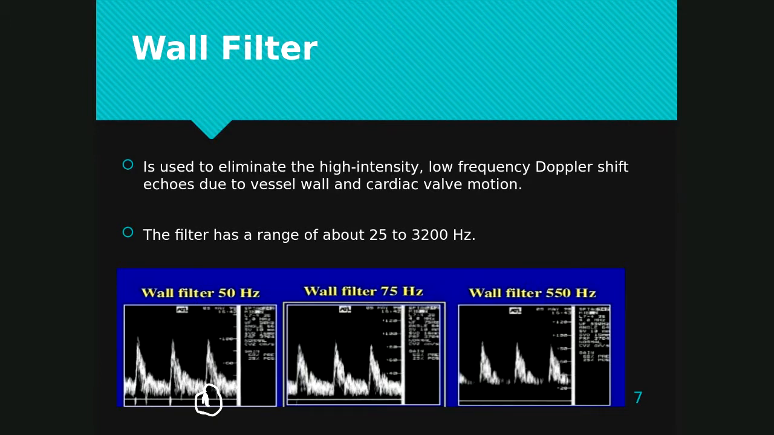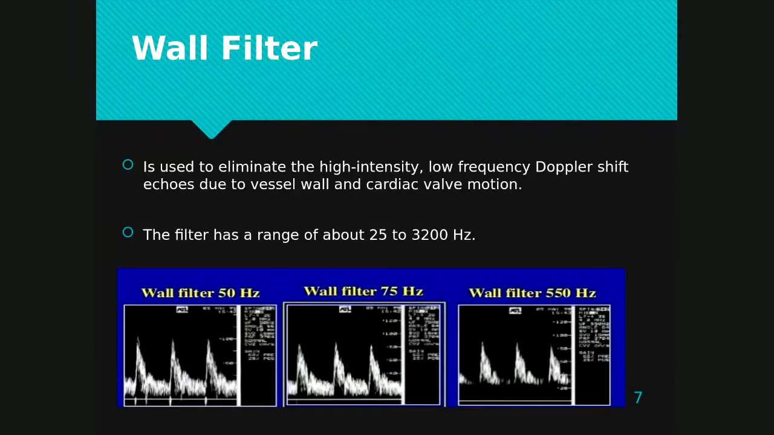Now the problem with setting a wall filter too high, like in this last scenario here, is not only is everything under 550 hertz and below being filtered out, but also the actual signal.